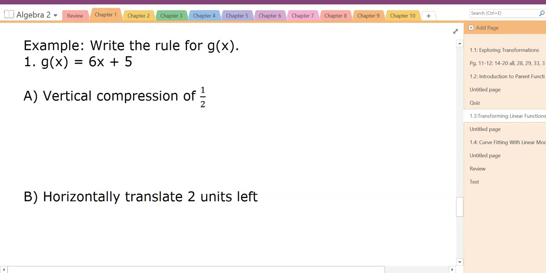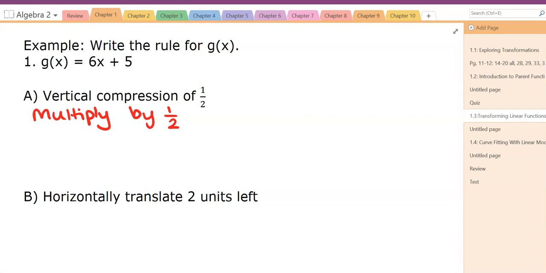So we're going to do some more practice here with these rules that we had talked about, and we're going to be taking this function 6x plus 5 and we're going to do a couple different things to it. The first thing I want to do is a vertical compression of 1/2. So if you remember, that rule says that we multiply the entire function by 1/2. So I'm going to put 1/2 and then put the 6x plus 5 outside.